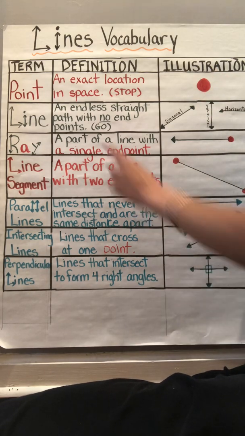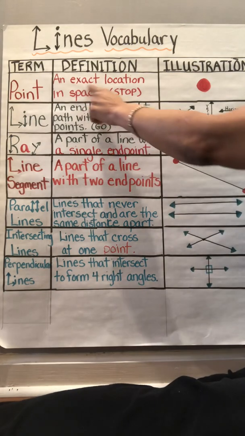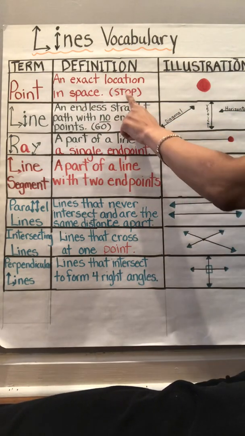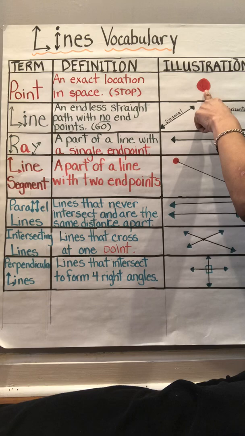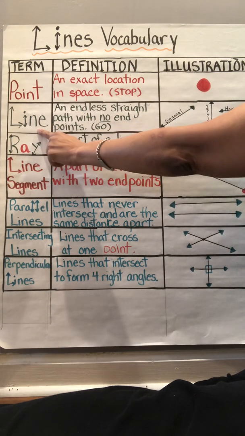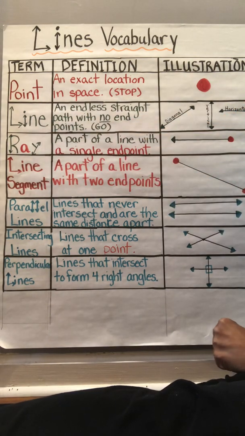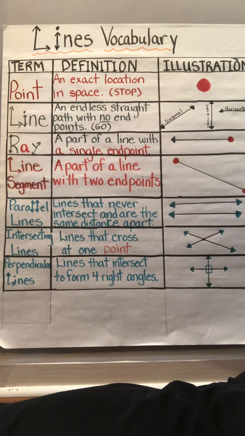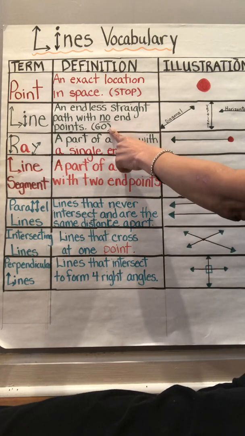So the first one is the word point. Point is an exact location in space. That's where you stop. So that's what a point looks like. The next word is line. A line is an endless straight path with no points, and you just keep going.